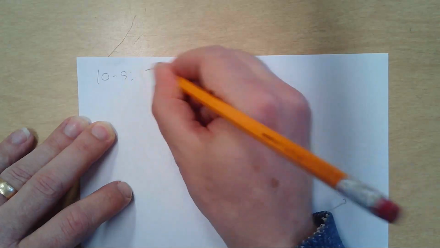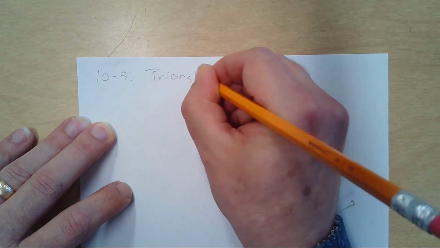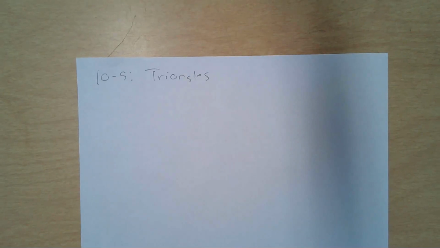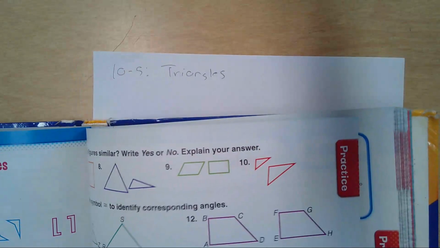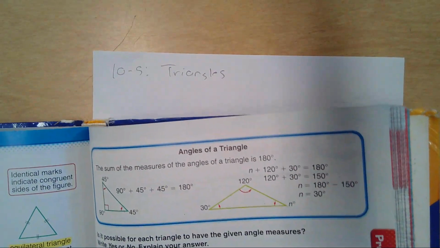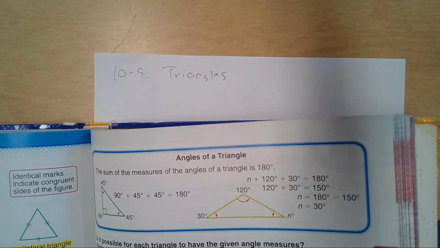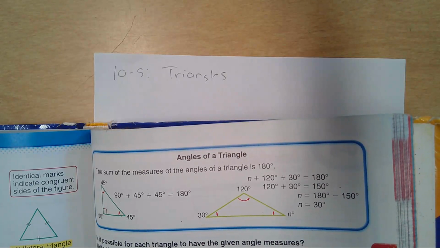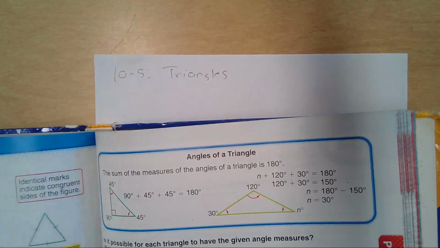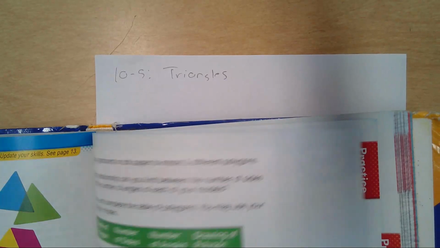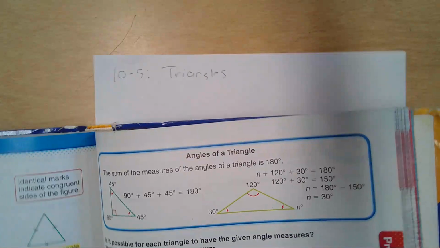Okay, 10-5, triangles. So we've again talked about triangles a bit here. They are polygons. They have three sides to them. I guess that's about all we really talked about with them there. What else do you need to know about a triangle? So we all know what triangles are.